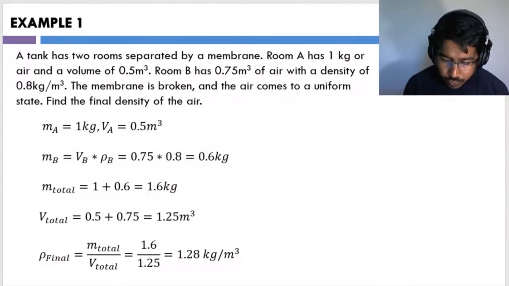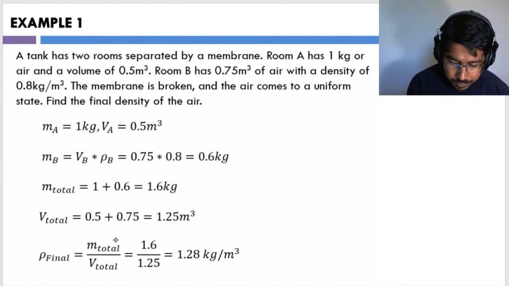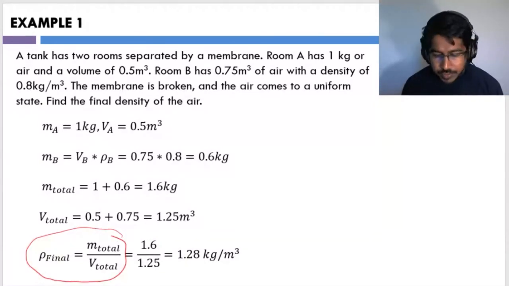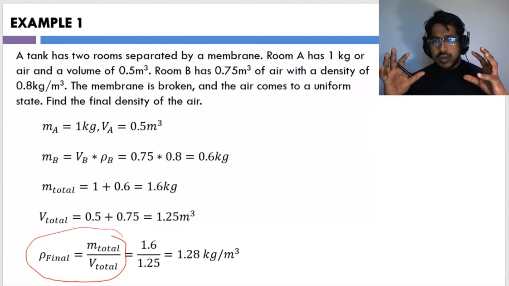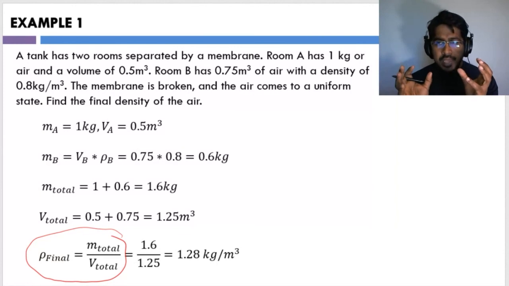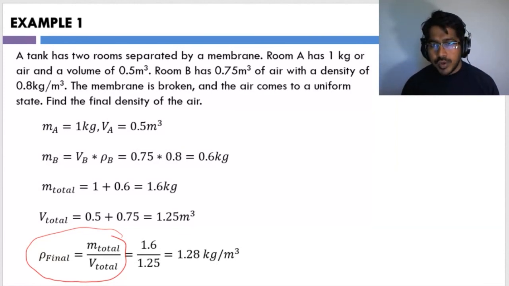So if we want to find the final density, let's say the final density is rho final. So rho final should be m total divided by V total, right? Once the membrane is broken, the total mass of the chamber is the sum of MA and MB, and the total volume of the chamber is going to be VA plus VB. So if we know M total and V total, it's a piece of cake to calculate the density. But we need to know MA, VA, and MB and VB.